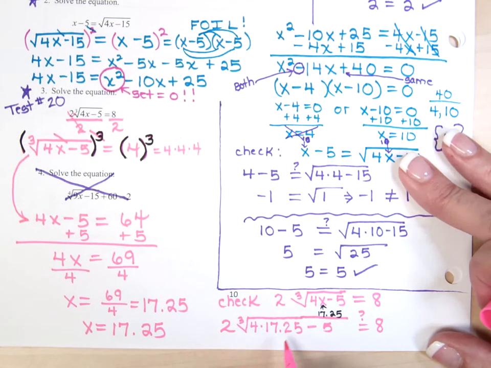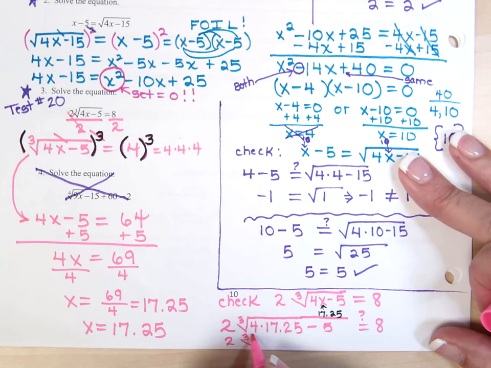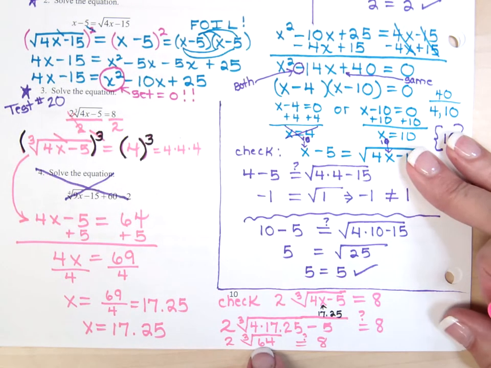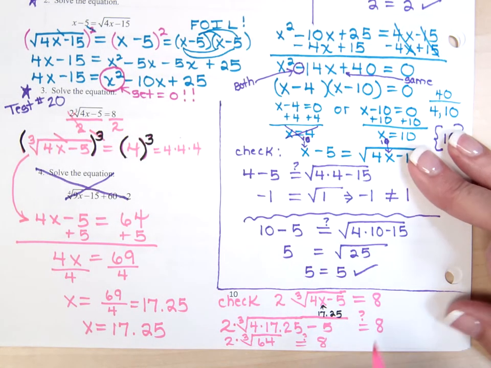So we know that 17.25 times 4 is 69 from over here. So this is 69 minus 5, and you can just plug it in your calculator if you like. 69 minus 5 is 64. We want to know, does that equal 8? So cube root of 64, 4 times 4 times 4. 4 times 4 is 16, times 4 is 64. And remember, this is an imaginary times sign, so we want to know, does 2 times 4 equal 8? Ding, ding, ding. Yes, it does.